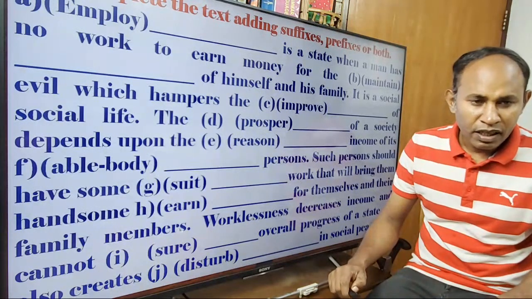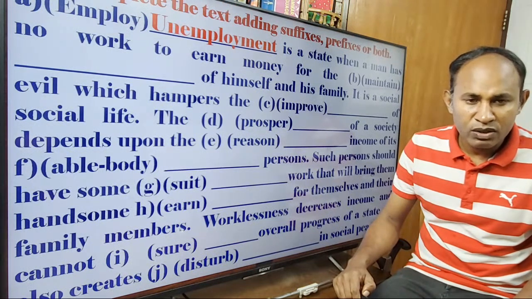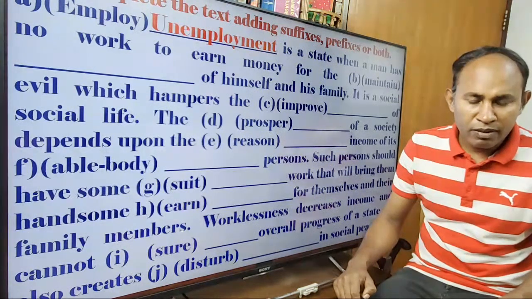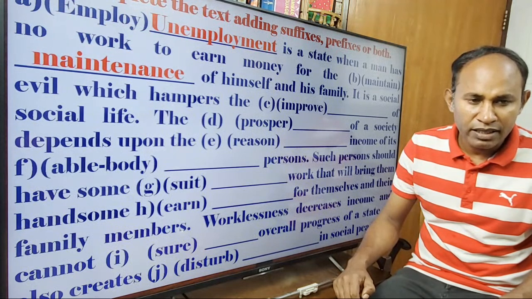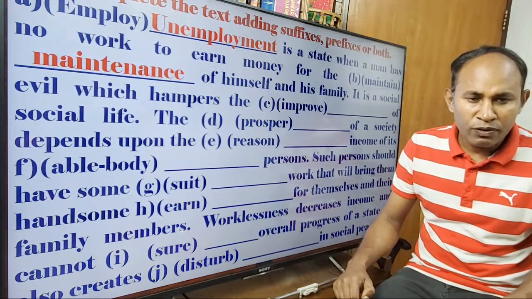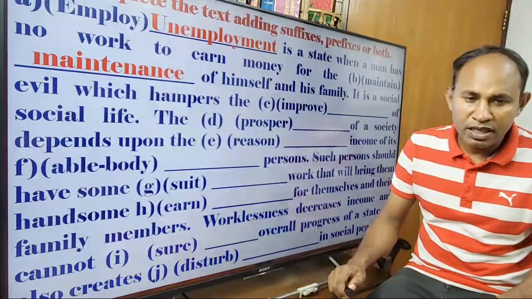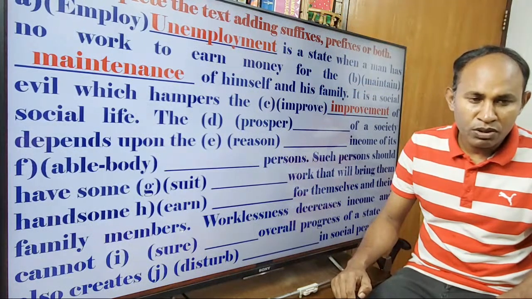Okay. So here you see unemployment is a state when a man has no work to earn money for the maintenance, which is the right answer, maintenance of himself and his family. It is a social evil which hampers the improvement of social life.